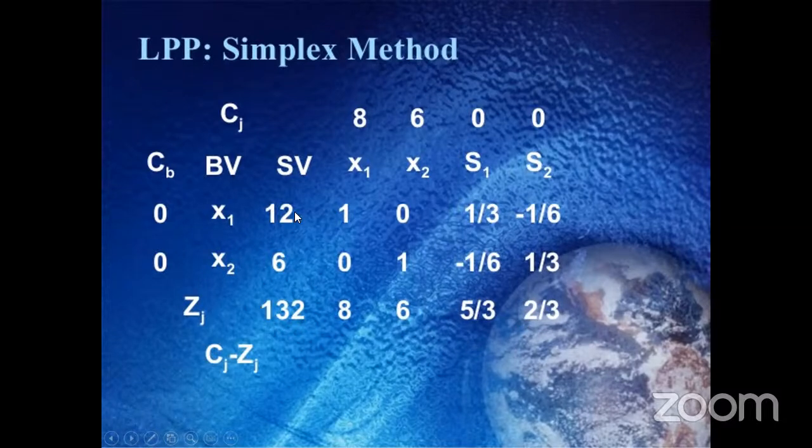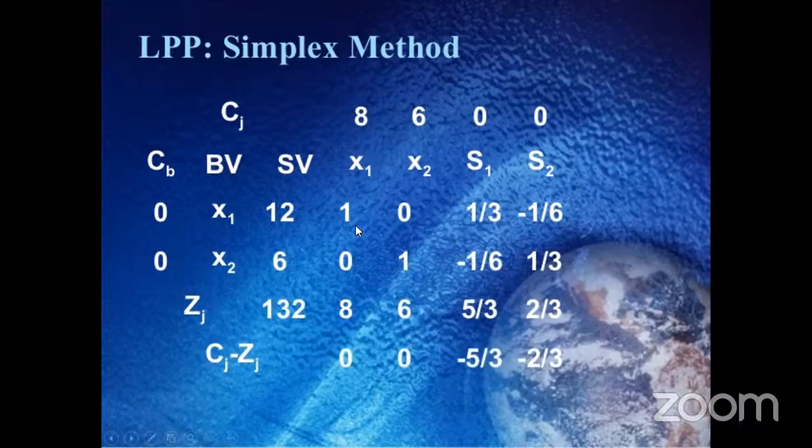After getting the ZJ values, again the same procedure, CJ minus ZJ. How many times we need to do, I'll be telling you just now, within a second. After doing CJ minus ZJ, you are getting the solution 0, 0, minus 5 by 3, minus 2 by 3. Do you find any positive value here? In CJ minus ZJ, you need to find out the positive value. There is no positive value. Until CJ minus ZJ is 0 or less than 0, you need to go on with one table after the other.